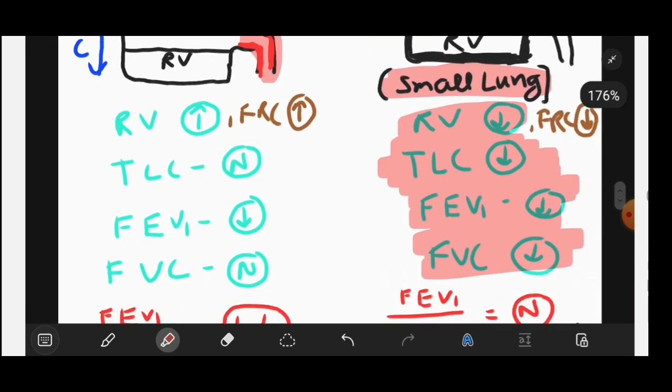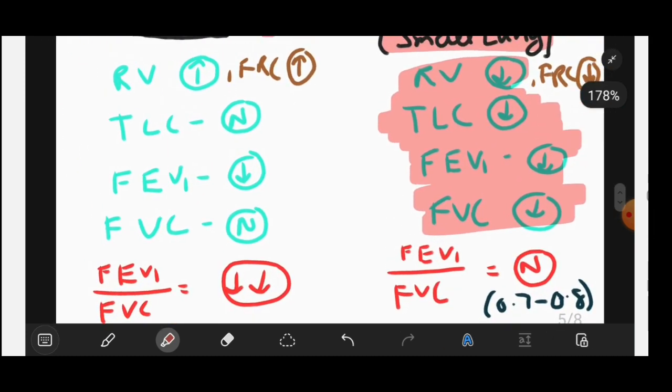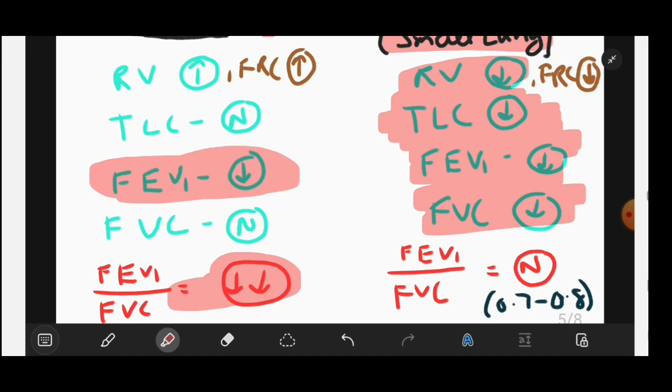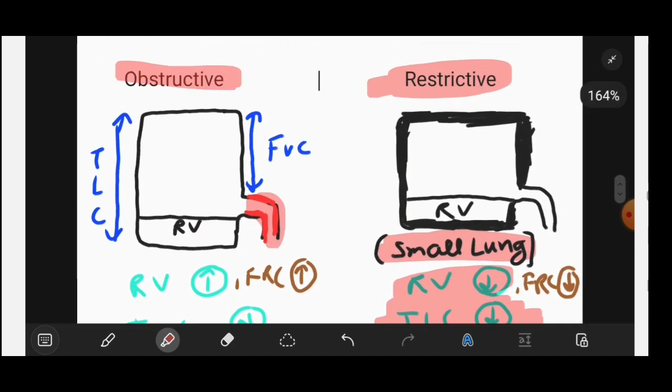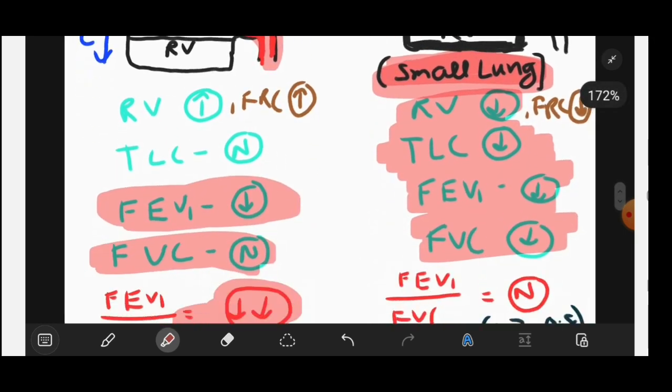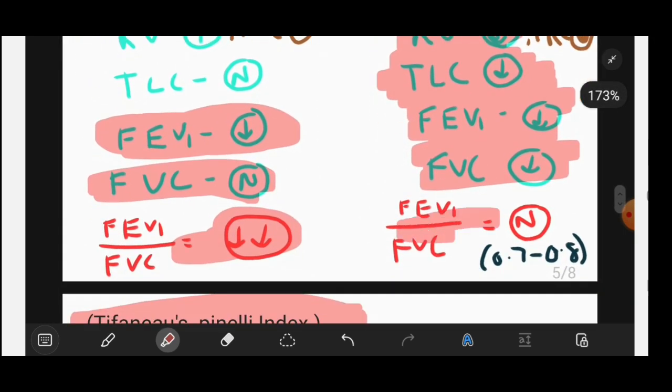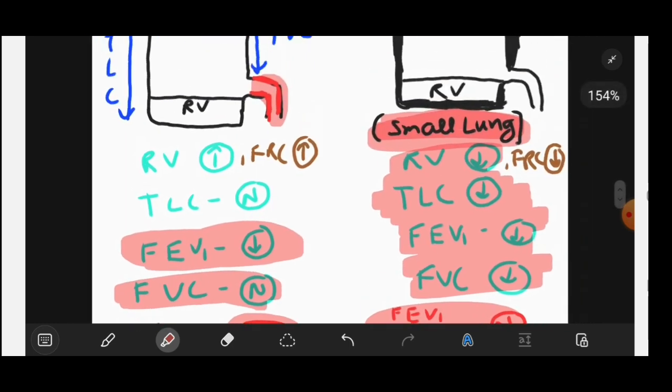And if the ratio is decreased, then it is the obstructive lung disease. How is the ratio decreased? Because FEV1 is decreased, but FVC is normal here in the obstructive lung disease. So the ratio will be decreased, and this will tell that the disease is the obstructive lung disease. So guys, this is very important. In the restrictive, there will be a small lung and everything will be decreased except the ratio. The ratio will be normal in the restrictive lung disease. So you can learn like this.